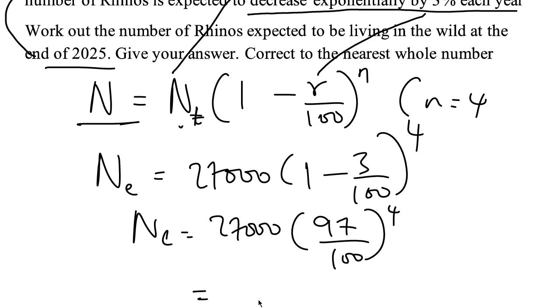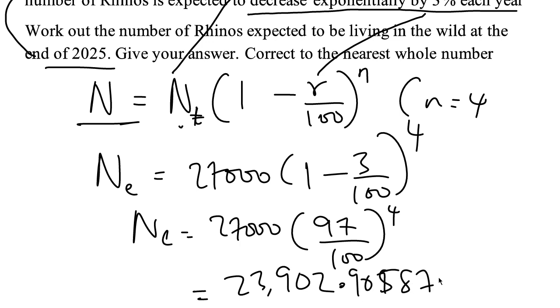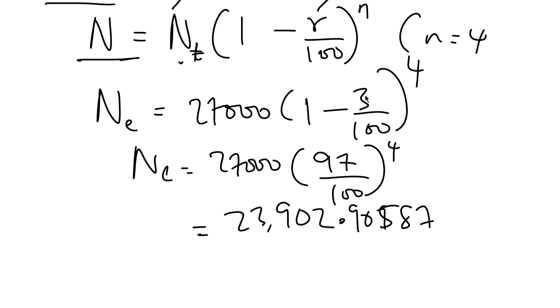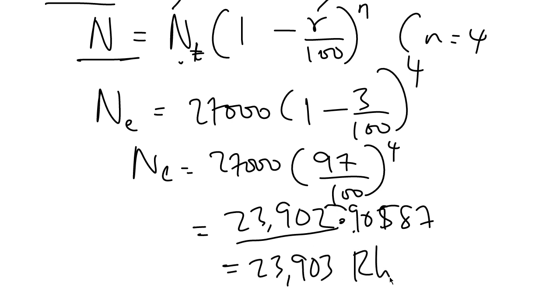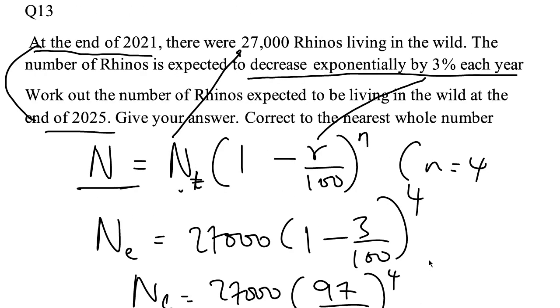Simplifying 27,000 times 97 over 100 to the power 4, we're going to have 23,902.90587. Then the question says correct to the nearest whole number. So this is the whole part of this number. We look at the number directly behind the whole number, which is 9. Because 9 is greater than 5, it becomes 23,903 rhinos expected to be in the wild as of the end of 2025.